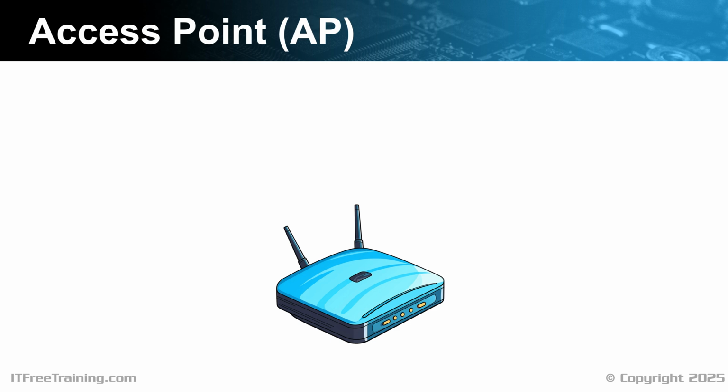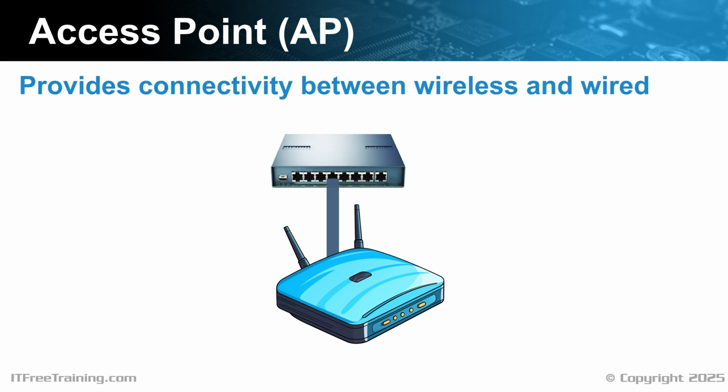Nowadays, one of the fundamental parts of a wireless network is the access point. An access point provides connectivity between wireless and wired networks. Essentially, it works as a bridge between the two different networks. Although wireless can be implemented in different ways, this is the most common implementation IT technicians will come across.